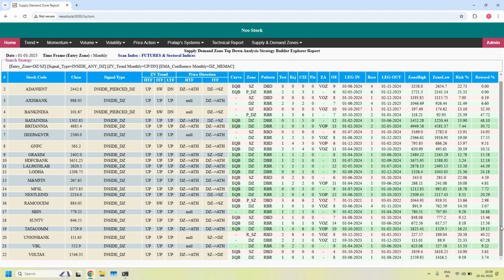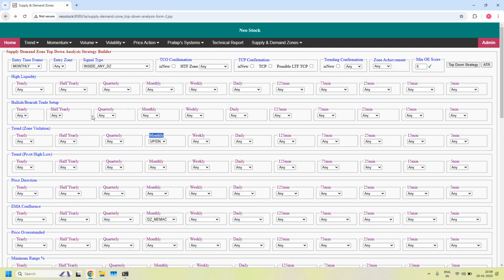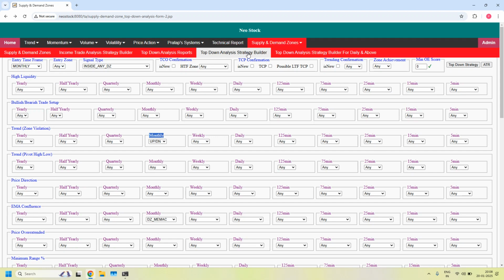Did I make any mistake? I think monthly zones we already generated, right? Anyway, in case not, let me quickly do it for the next monthly time frame.